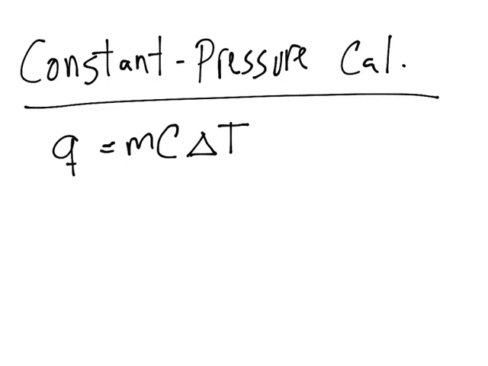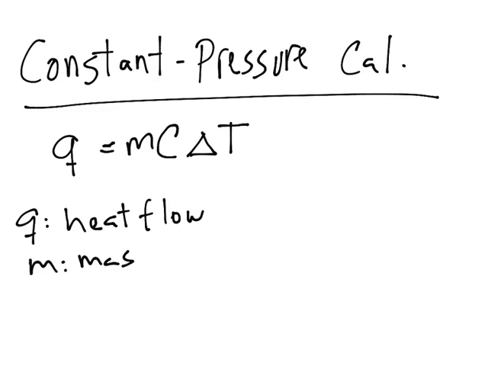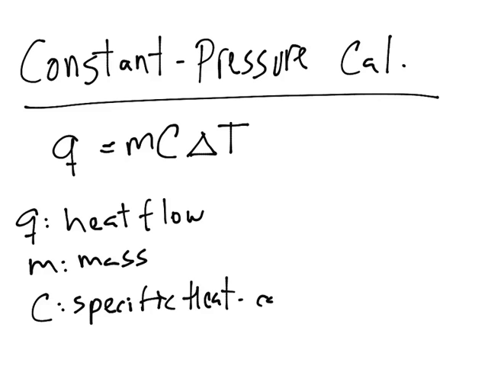So just to write it out again, Q is heat flow, M is mass, C is specific heat capacity, and the delta T is a change in temperature.